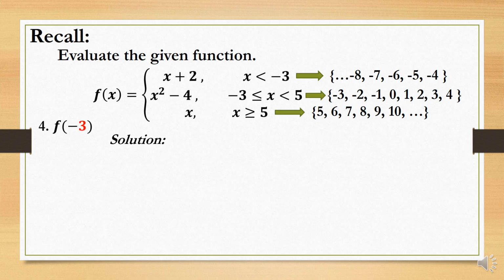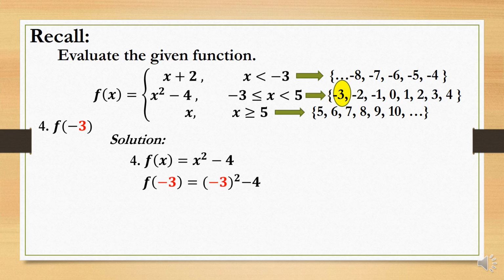Number 4, f of negative 3. Ngayon, ang x natin ay negative 3. Para malaman natin kung anong subfunction ang gagamitin natin, titingnan natin ang domain. Saan ba makikita si negative 3? Kung napapansin nyo, si negative 3 ay makikita sa second subfunction. Ang ibig sabihin nito, ang second subfunction ang gagamitin natin. F of x is equal to x squared minus 4. At isa-substitute natin si negative 3.